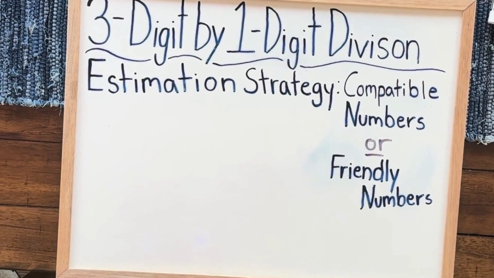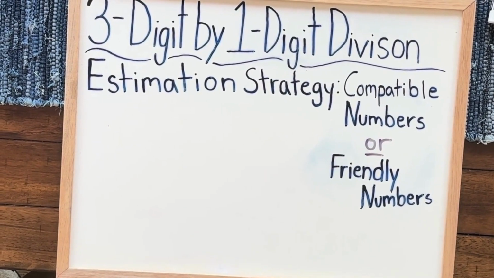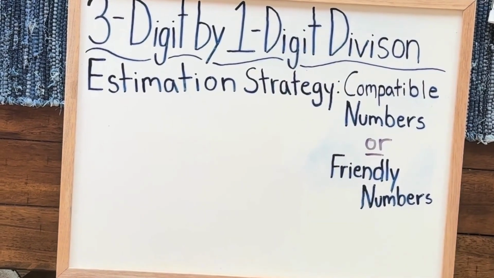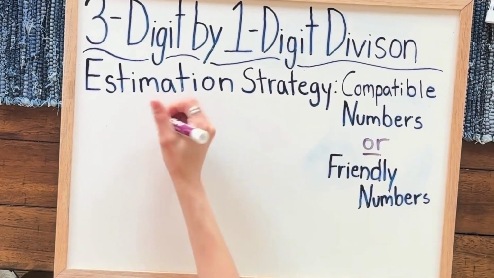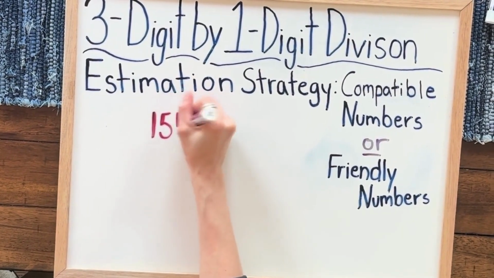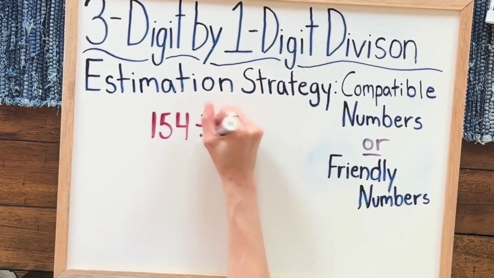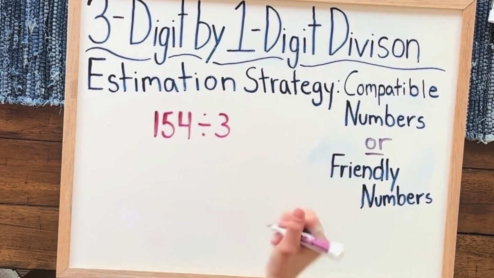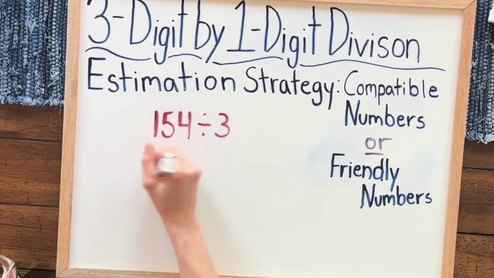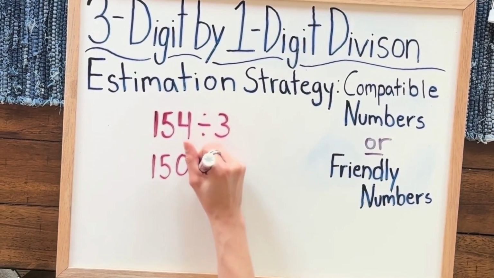Okay, so today we are going to be doing 3-digit by 1-digit division, and we're going to start with my estimate. The estimation strategy that I'm using is compatible numbers, also known as friendly numbers. The problem that we're solving is 154 divided by 3. To turn this into a friendly number, we're going to change 154 into 150 divided by 3.